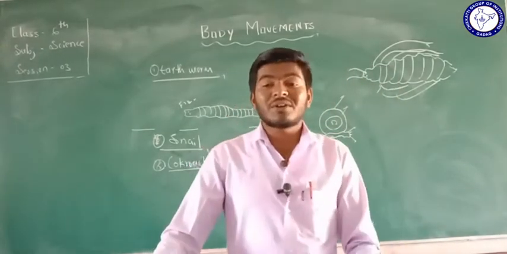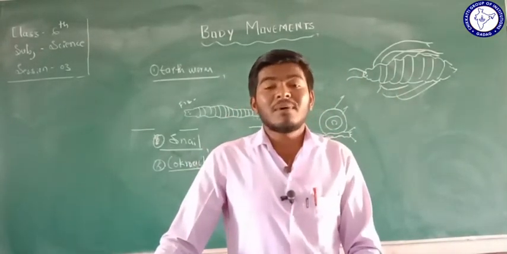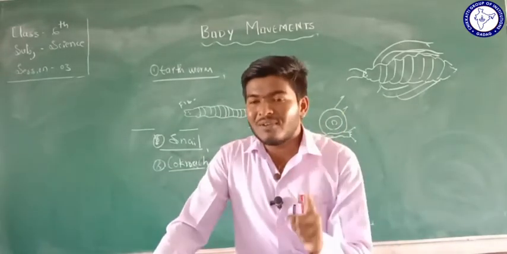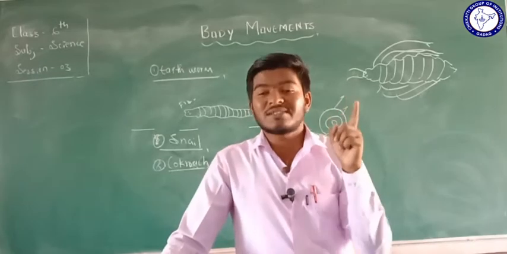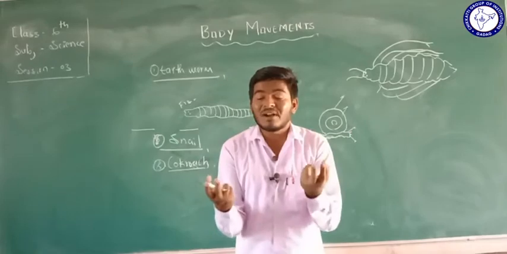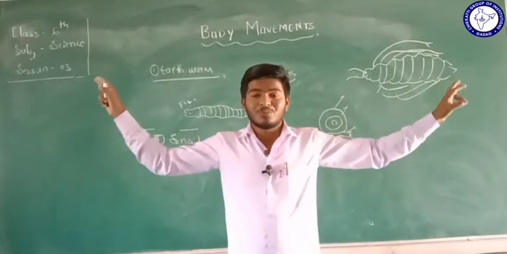Then next we are going to consider the birds. How do the birds move? The birds have one pair of legs and one pair of wings. So in the birds, the front two legs are converted into wings.